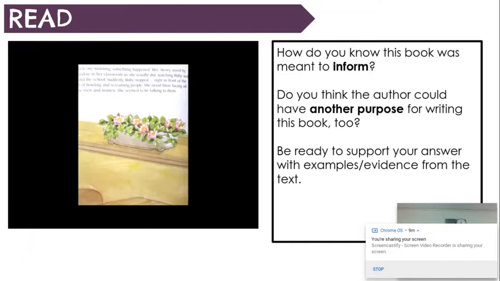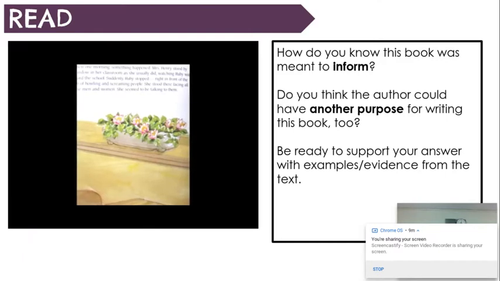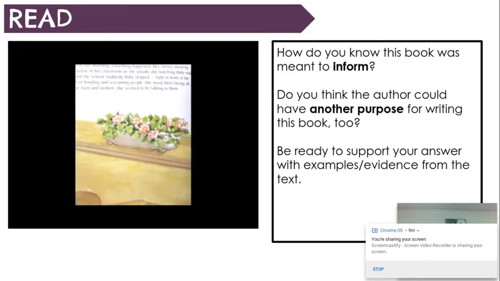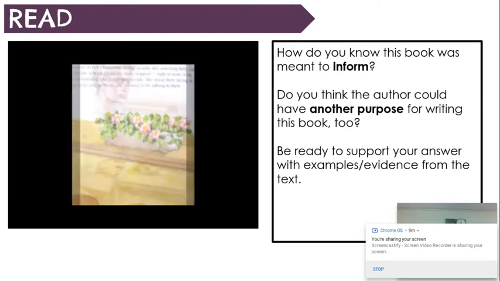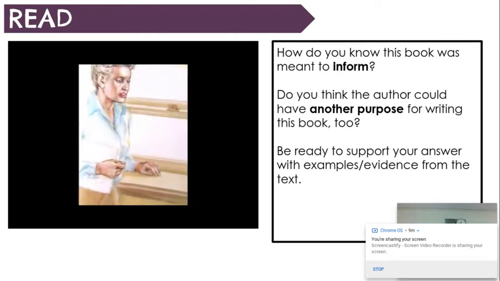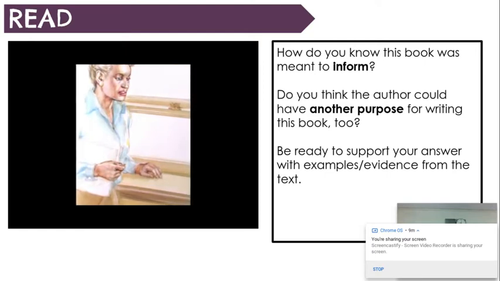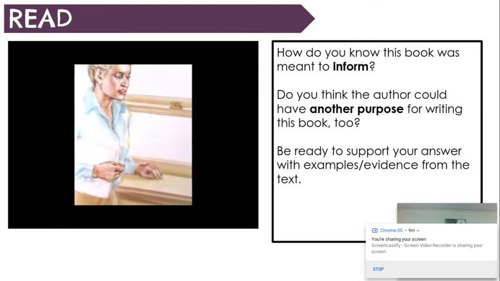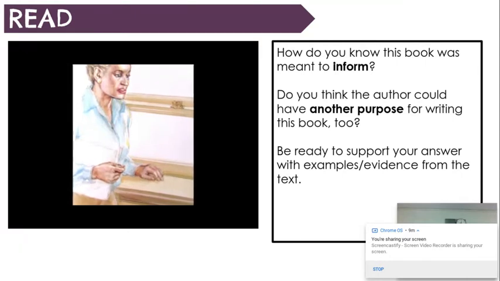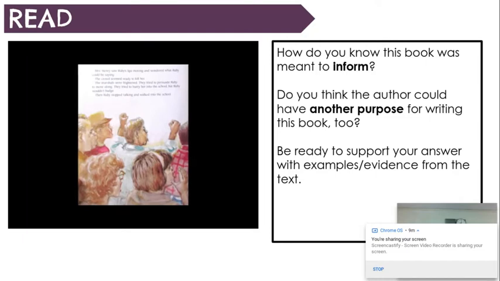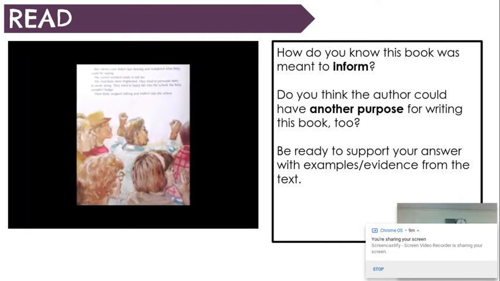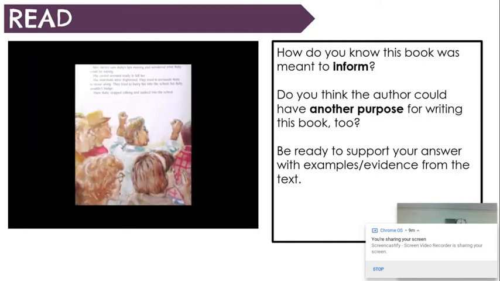Then one morning, something happened. Miss Henry stood by a window in her class, as she usually did, watching Ruby walk towards the school. Suddenly, Ruby stopped, right in front of the mob of howling and screaming people. She stood there facing all those men and women. She seemed to be talking to them. Miss Henry saw Ruby's lips moving and wondered what Ruby could be saying. The crowd seemed ready to kill her.